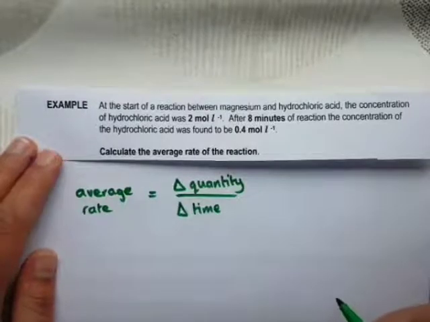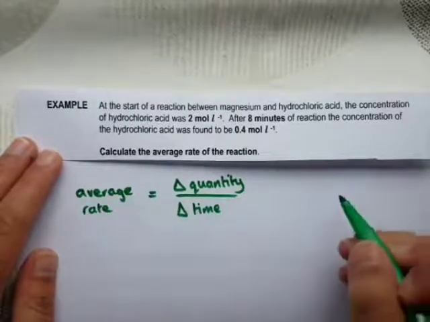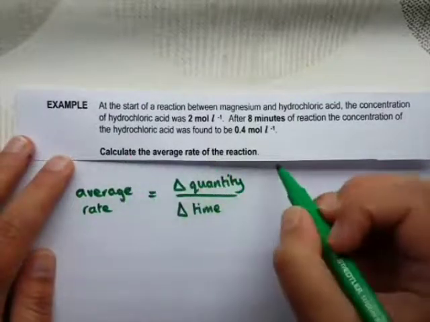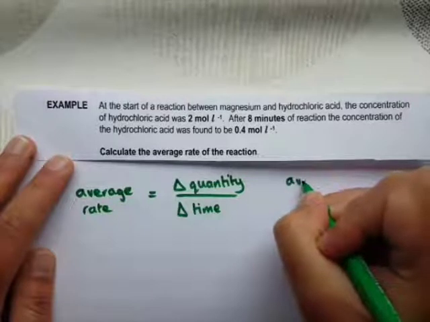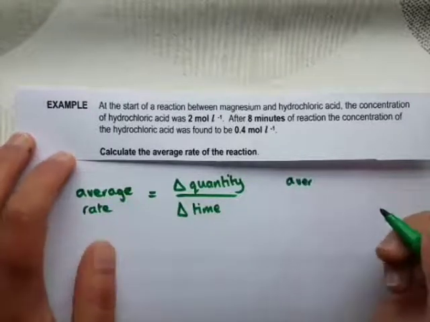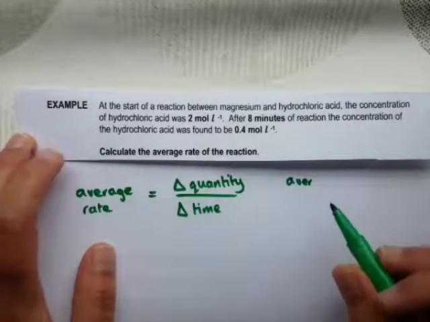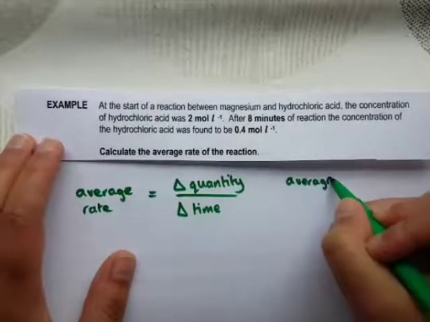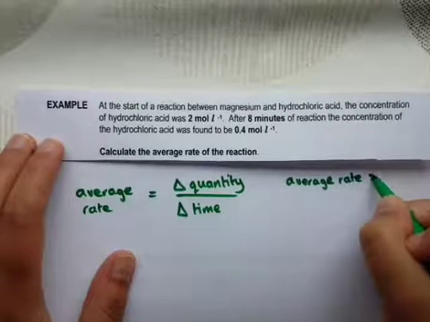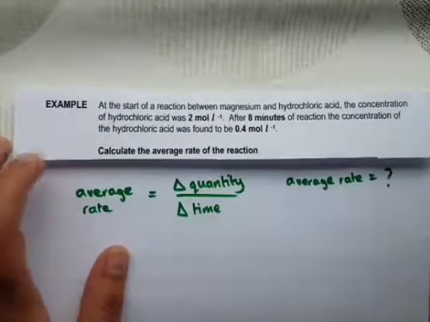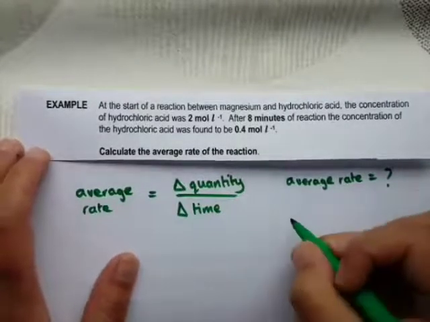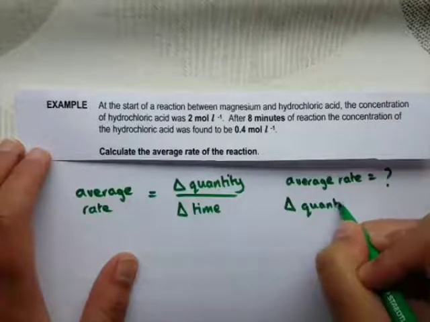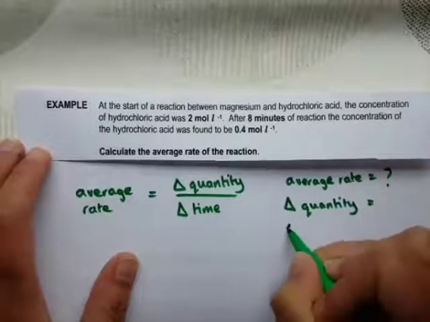Okay, now that we've got the equation, we've got to figure out what we're looking for and what values we've got. So it says calculate the average rate, so that's what we're looking for. So what I'm going to do here is I'm going to do what I call a data column for all of the quantities or all of the values in my equation. So average rate is what we're looking for. That's what we're wanting to calculate in the question. So now I've got to look at this bit, change in quantity and change in time.